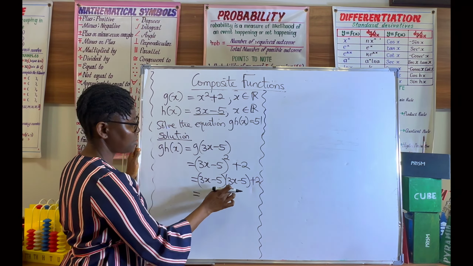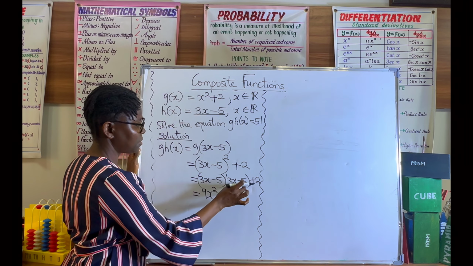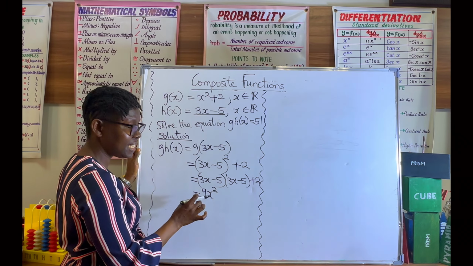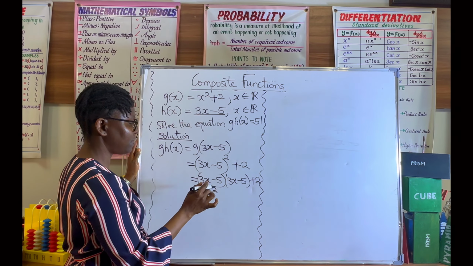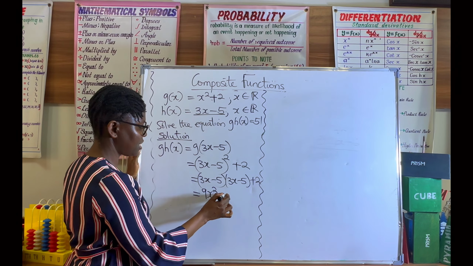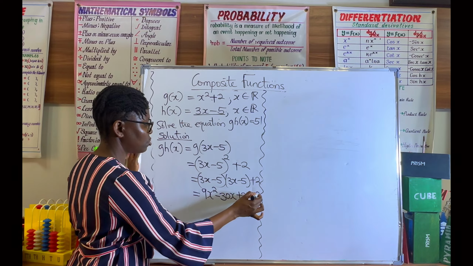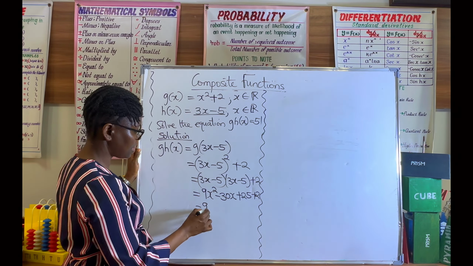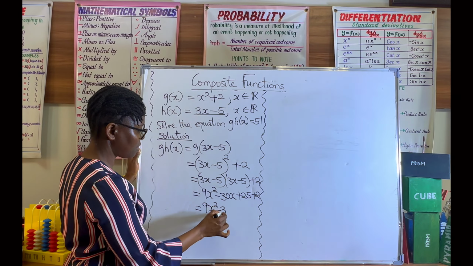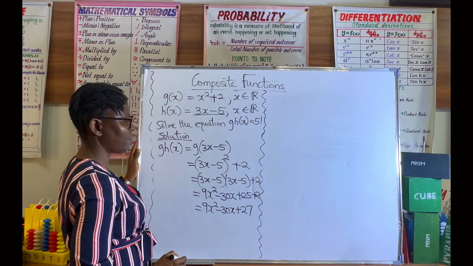Of course, 3x times 3x is what? 9x squared. 3x times minus 5 will give us minus 15x. And minus 5 times 3x is also minus 15x. So that gives us minus 30x plus 25 plus 2. And simplifying further gives us 9x squared minus 30x plus 27.